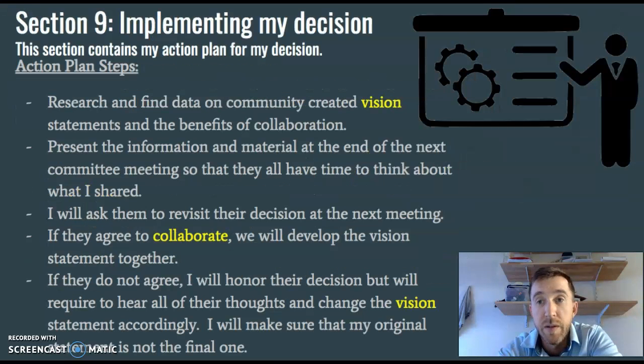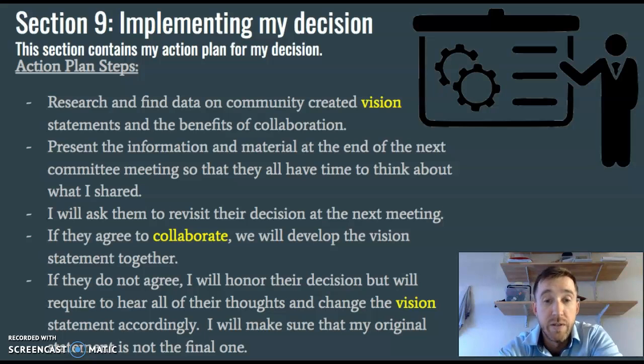And that brings me to my final step, which is implementing my decision. And these are the steps for my action plan. I would research and find data on community-created vision statements and the benefits of collaboration. Then I would present that information and material at the end of our next meeting so that they'd have some time to think about what I shared. I would ask them to revisit their decision at the meeting after that, after they've had time to think about it. If they agree to collaborate, then we would develop the vision statement together like I originally wanted.